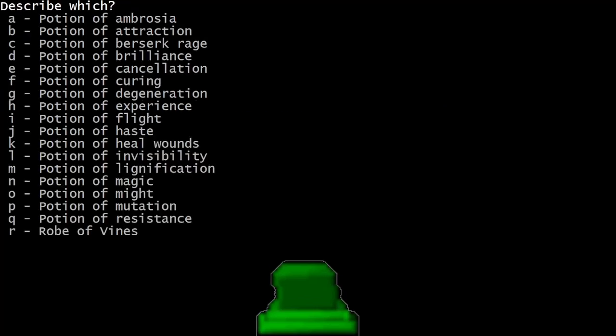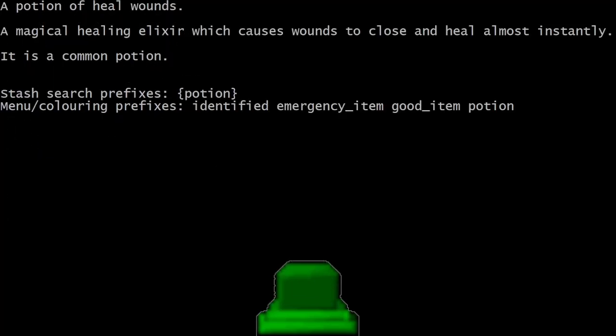So yeah. Next on our list, we have Heal Wounds, a magical healing elixir which causes wounds to close and heal almost instantly. It is a common potion. Unfortunately, Heal Wounds is also not that magical, healing you between 15 and 40 HP or so. On a pretty fantastic roll, you can get healed quite heavily from Heal Wounds, but almost always it is going to be quite a disappointing potion usage, more often than not being unable to even compensate for the damage that monsters are inflicting on your character.